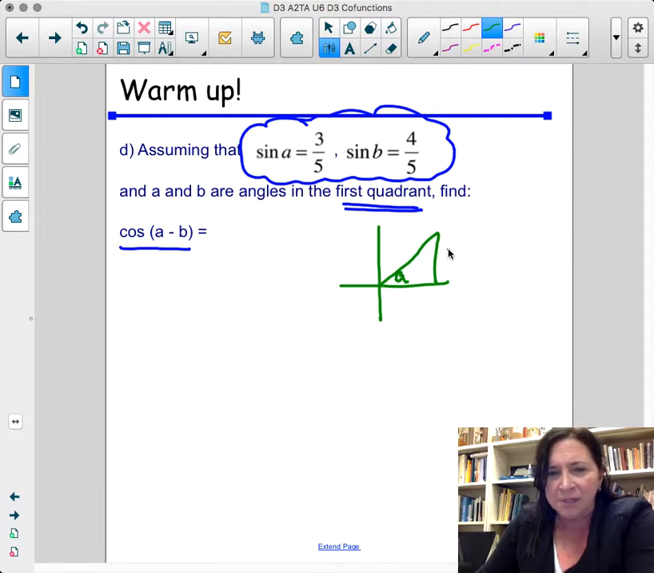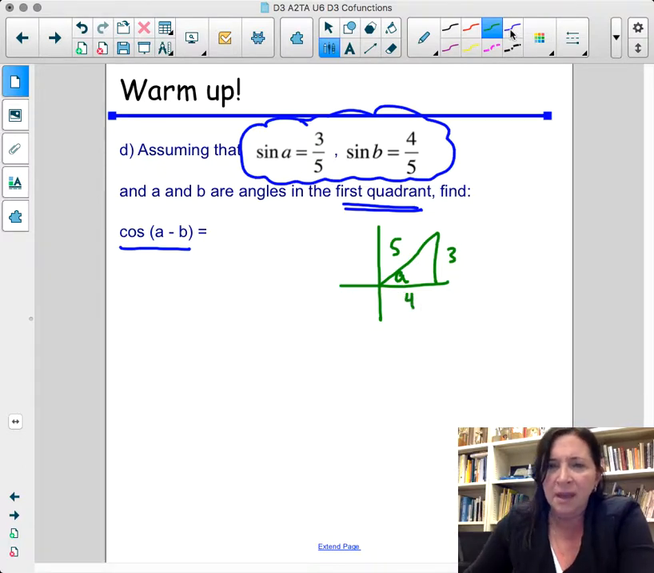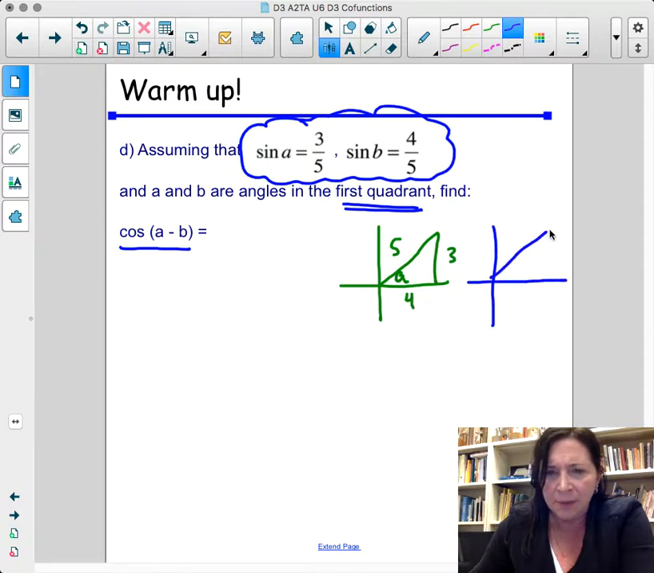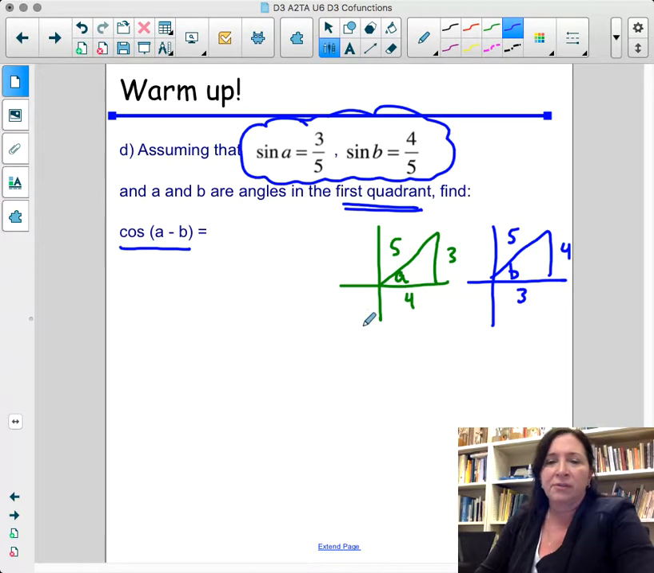Sine is opposite over hypotenuse. So this looks like a 3, 4, 5 triangle. In addition to that, I have another one for angle B. And so here's angle B, and sine of B is opposite over hypotenuse. So that's like that. And this is also a 3, 4, 5, but the numbers are different.